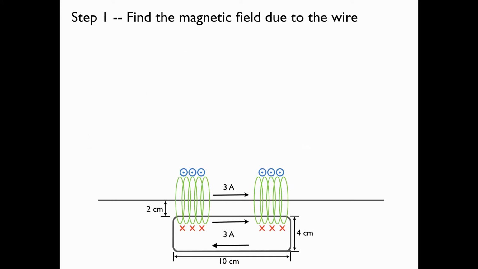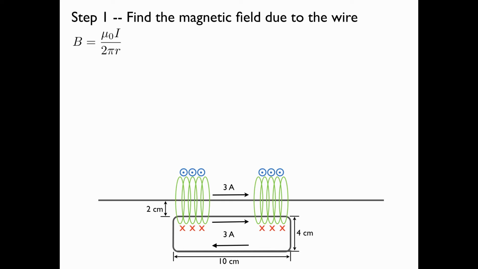Step 1 will be to find the magnetic field due to the wire. Now the magnetic field of a long straight wire circulates around it in a direction given by the right-hand rule. Taking the thumb of our right hand, pointing it along the direction of the current, our fingers circulate in the direction of the magnetic field, so that it's coming out of the page above the wire and going back into the page below the wire.